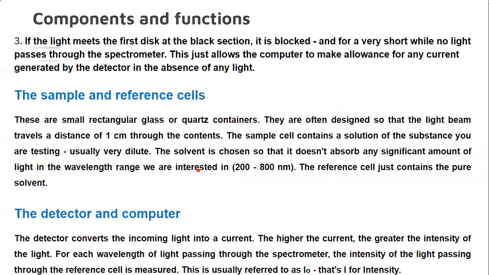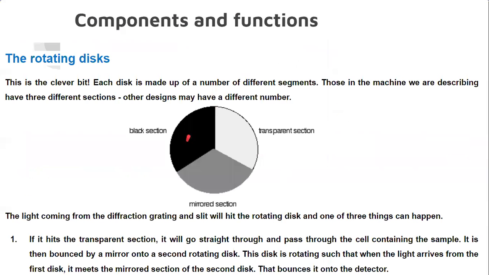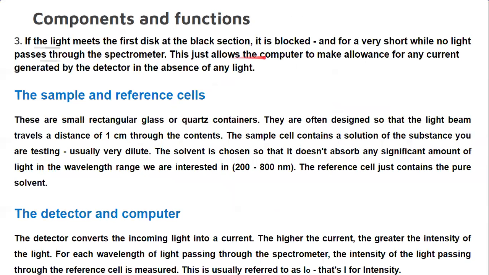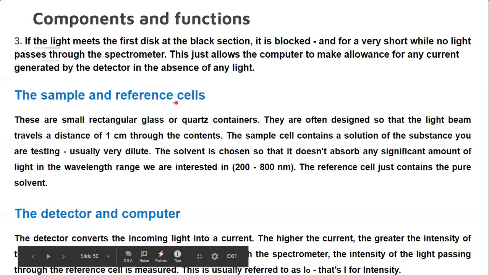And next, the third thing: the light meets the first disc at the black section. We know that a black body absorbs all light and does not emit or transmit any light, so the same thing happens here. If the light meets the first disc at the black section, then for a very short while no light passes through the spectrometer, neither the reference cell nor the sample cell. This just allows the computer to make allowance for any current generated by the detector in the absence of any light. Next, sample and reference cell.